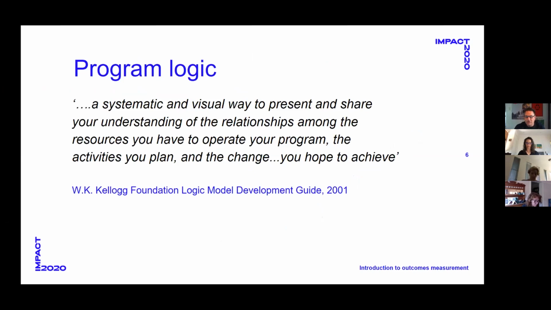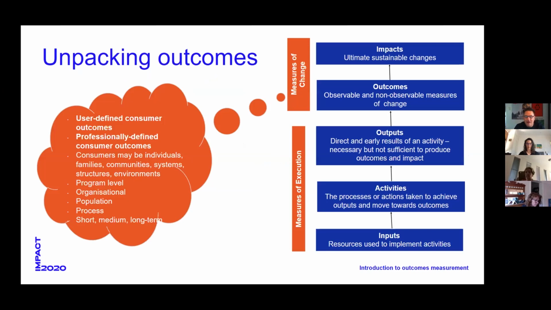Now, as I said, the program logic is a fundamental, systematic way to present your understanding of the relationships among the resources you have to operate your program, the activities you plan, and the change you hope to achieve. And by thinking through the linkages and writing out the framework, the theory behind that, you understand those linkages better. Hence, I do like saying both program logic and theory of change in there. And in terms of that program logic, here's a simple kind of presentation of the elements of the program logic without lots of nice lines indicating relationships.